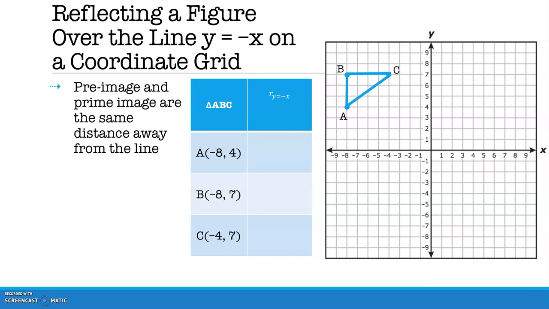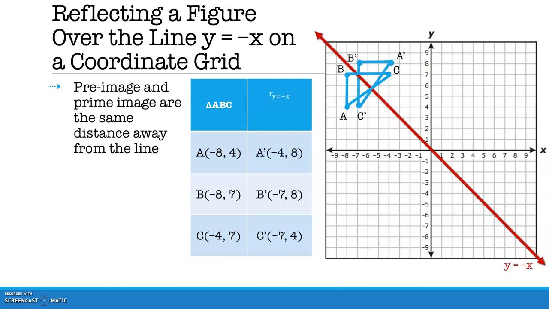Similarly, if we were looking at reflecting over the line y equals -x, our coordinates will flip, however, they will also negate. So the x and y coordinates both become negative or change their signs as well as flip. So for example, A would go from (-8, 4) to (-4, 8).